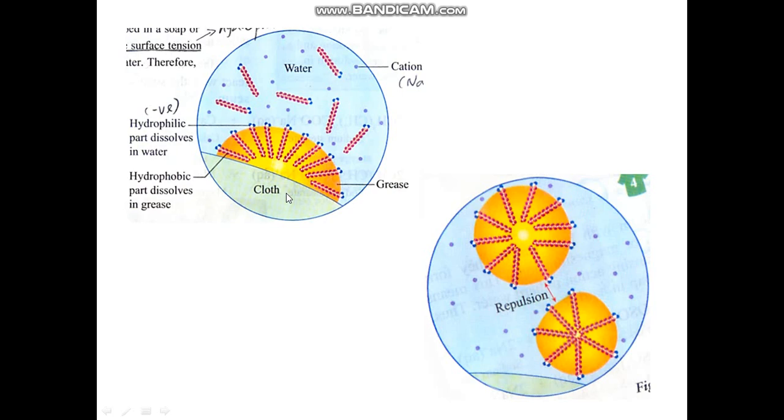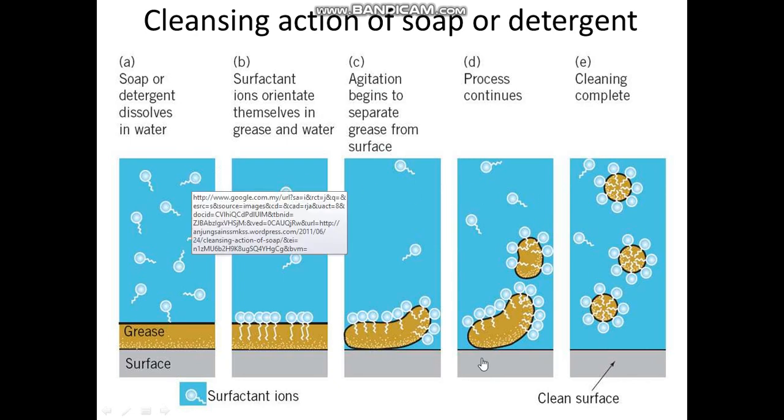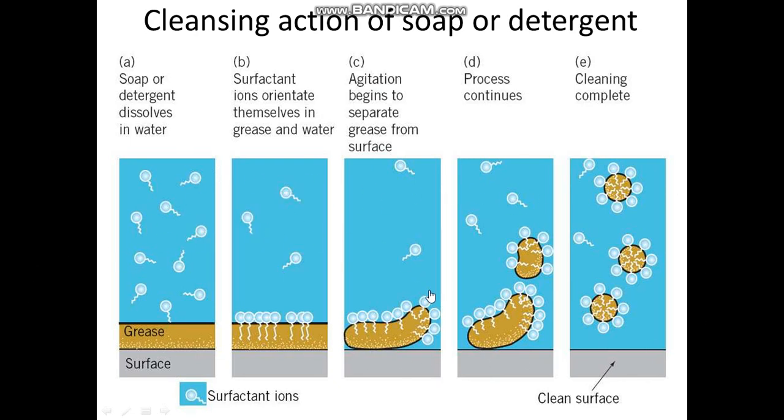The dirty cloth. Next one. Here is the diagram that shows the process of cleansing action. Next, you see the tail. The tail must be fully dissolved in the grease. And this one, the agitation, pulls the grease away from the cloth. And next one will break the grease into smaller droplets. And the smaller droplets are suspended in water and form an emulsion.